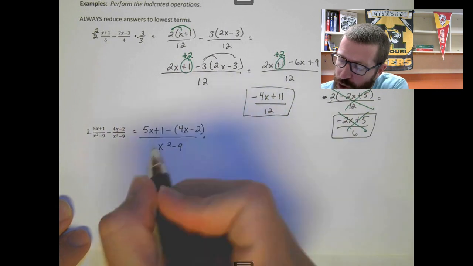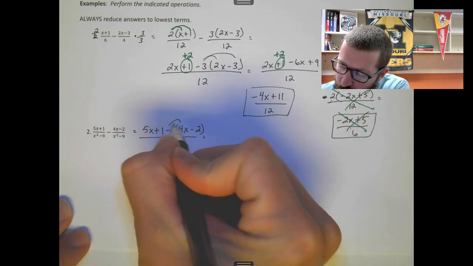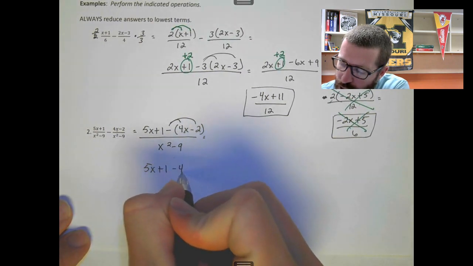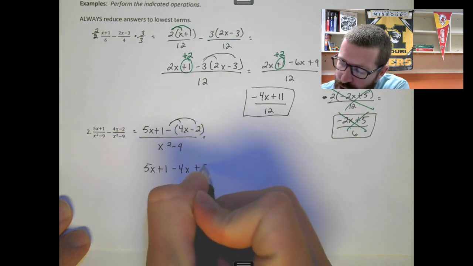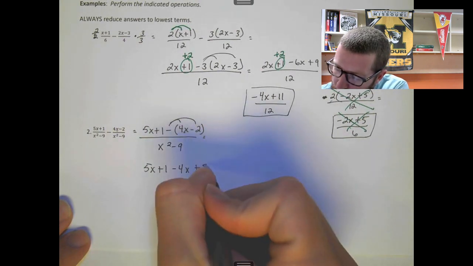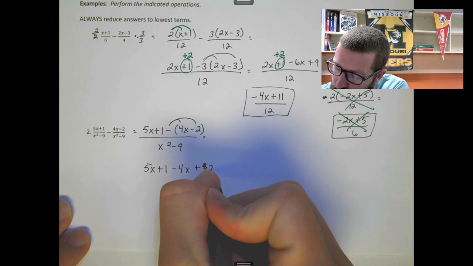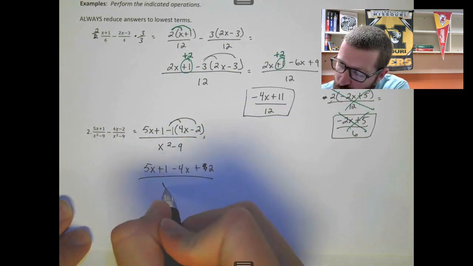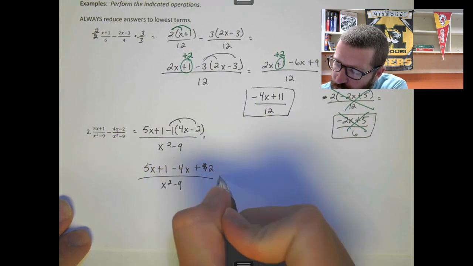And then go ahead and distribute. And I'm going to watch to make sure I do that correctly. 5x plus 1 minus 4x plus 8. Nope, that's not a 4. It's just plus 2. I did 4 times 2. It's negative 1 times 2. And then over x squared minus 9.